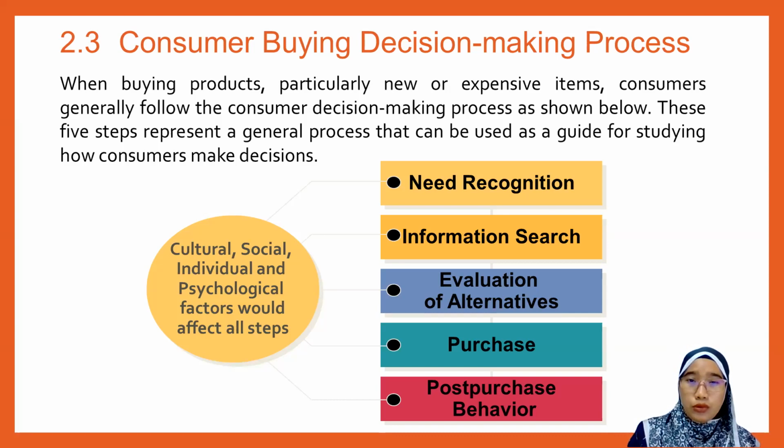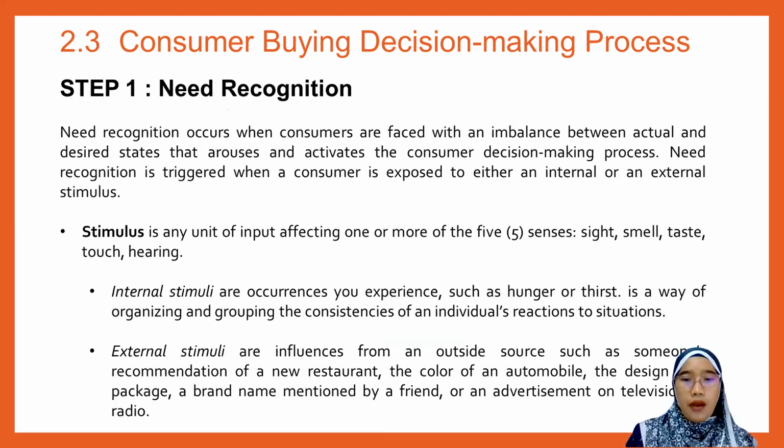Okay, so untuk buying decision making process, kita ada 5 steps. Step number pertama, the first one, is need recognition, then goes to information search, evaluation of alternatives, purchase and post-purchase behavior. Okay, so kita nak discuss satu-satu step. Alright, so we want to buy something, right? First, what will happen, kita akan lalui need recognition.